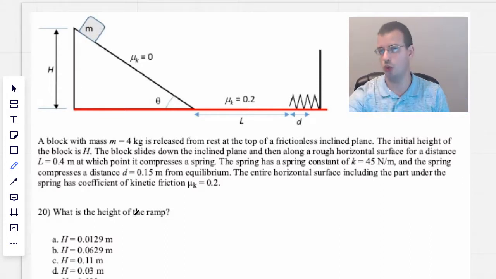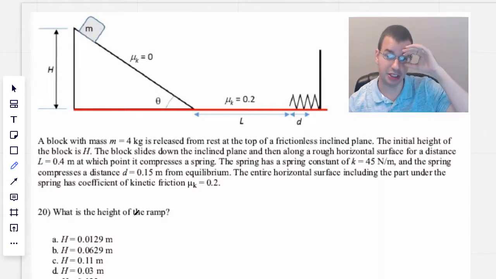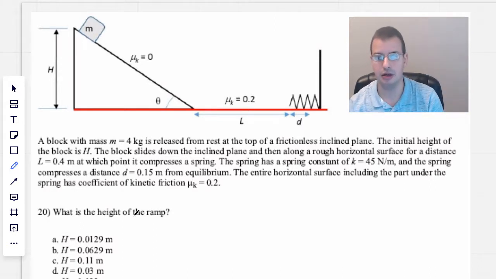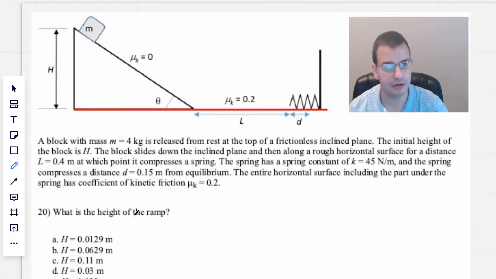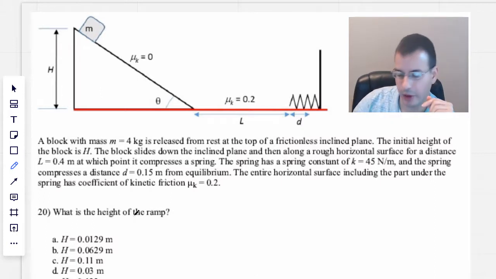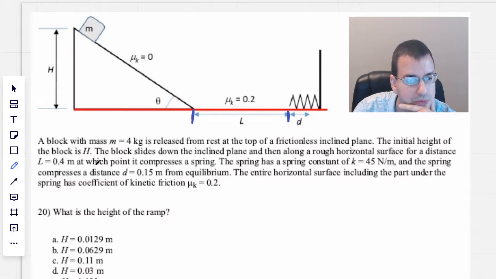A block with mass m equals 4 kilograms is released from rest at the top of a frictionless inclined plane. The initial height of the block is h. The block slides down the inclined plane and then along a rough horizontal surface for a distance of L equals 0.4 meters, at which point it compresses a spring. The spring has a spring constant of 45 newtons per meter, and the spring distance is 0.15.